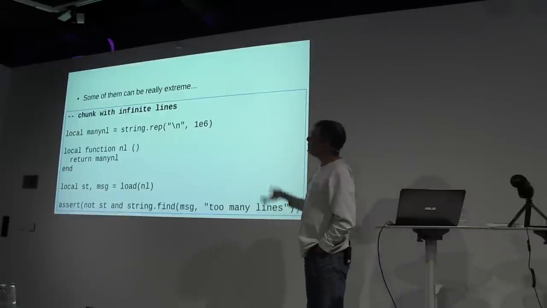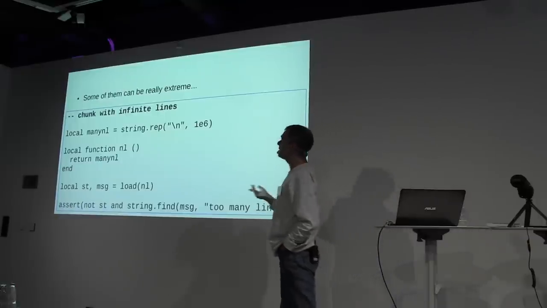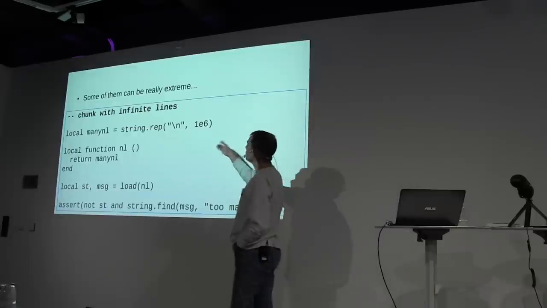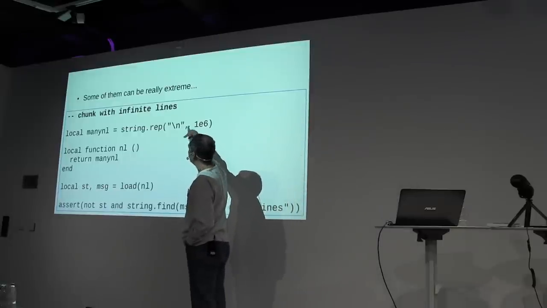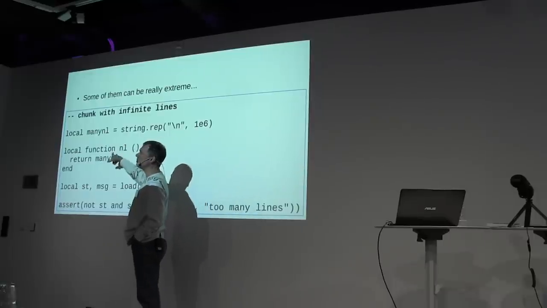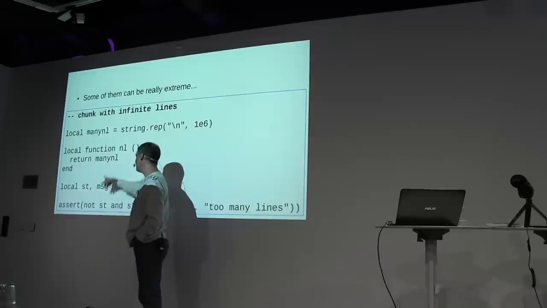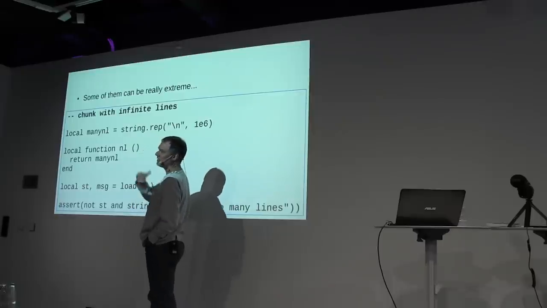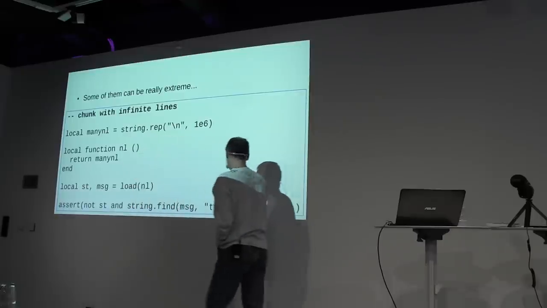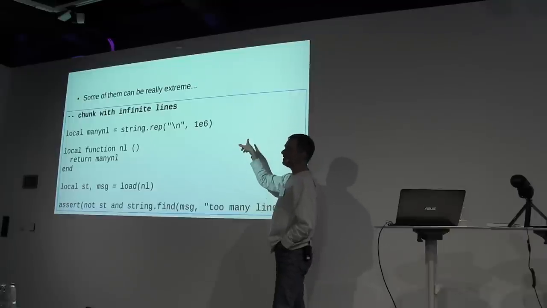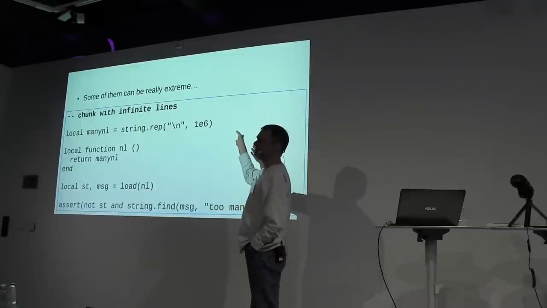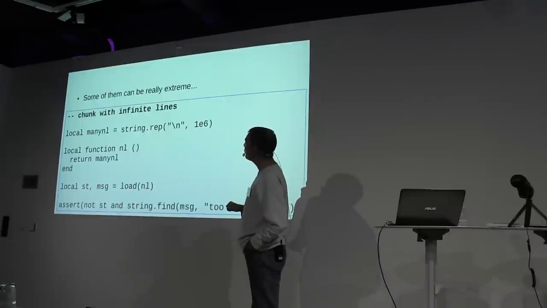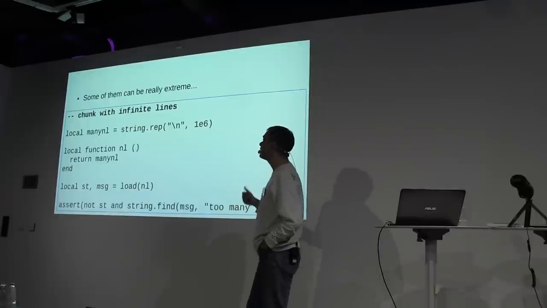This is another example of a really extreme test. It's a single test to test a chunk with too many lines. So we just create a string with 1 million end of lines, and we have a function that keeps returning that million lines repeatedly. And so we try to load that chunk that has infinite lines, and we should get an error of too many lines. This is a test that also takes a few minutes to run because it must read like 4 billion lines. 2 billion is a signed integer.